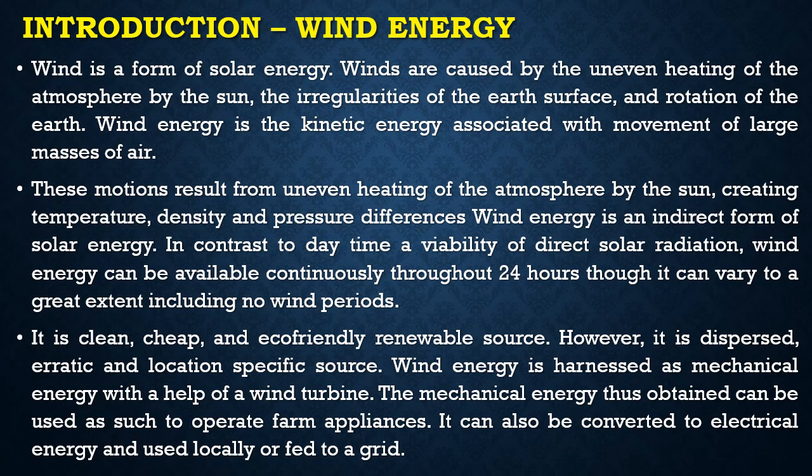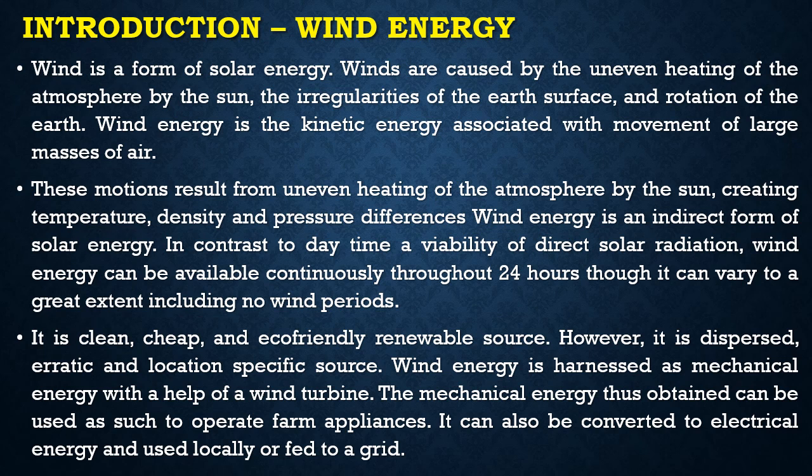So what is wind? First, wind is a form of solar energy. It is caused by uneven heating of the atmosphere by the sun. The irregularities of the earth's surface and the rotation of the earth cause the wind to blow from one place to another. Wind energy is the kinetic energy associated with the movement of large masses of air. When air moves, this is called wind. These motions result from uneven heating of the atmosphere by the sun, creating temperature, density, and pressure differences.